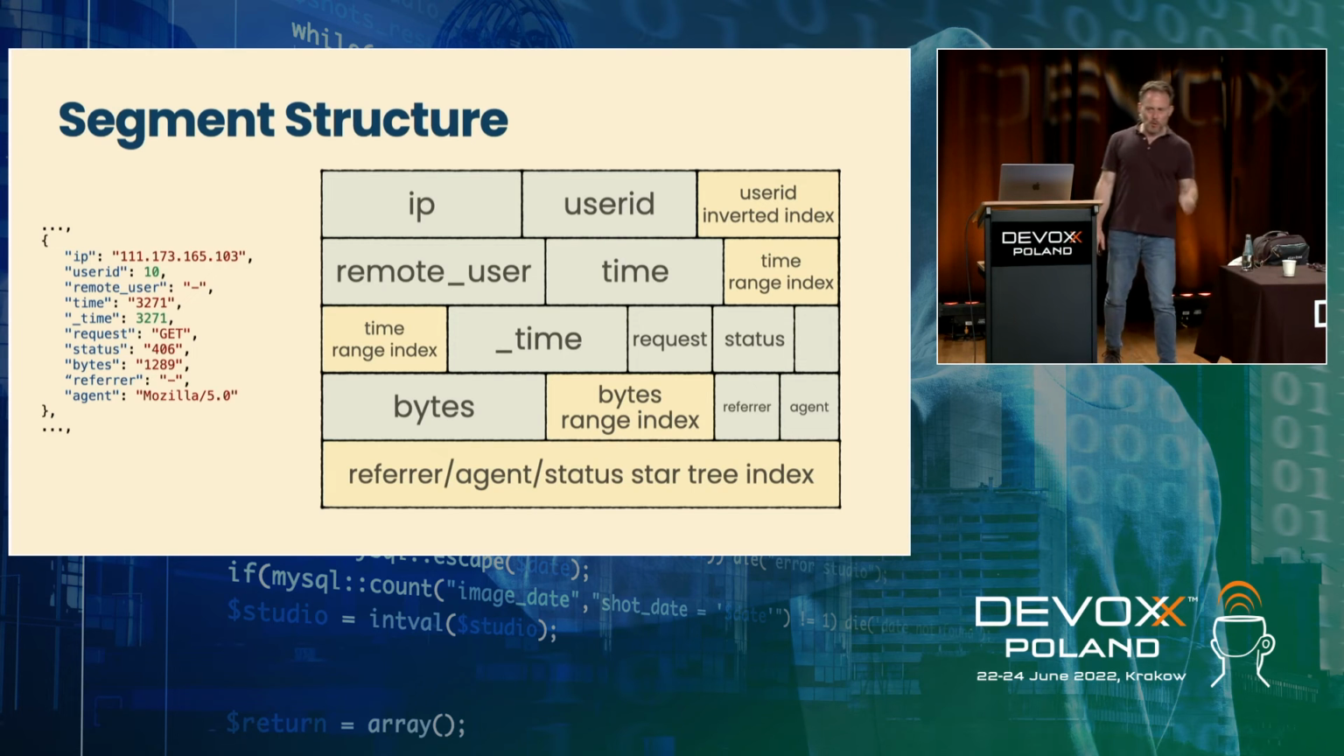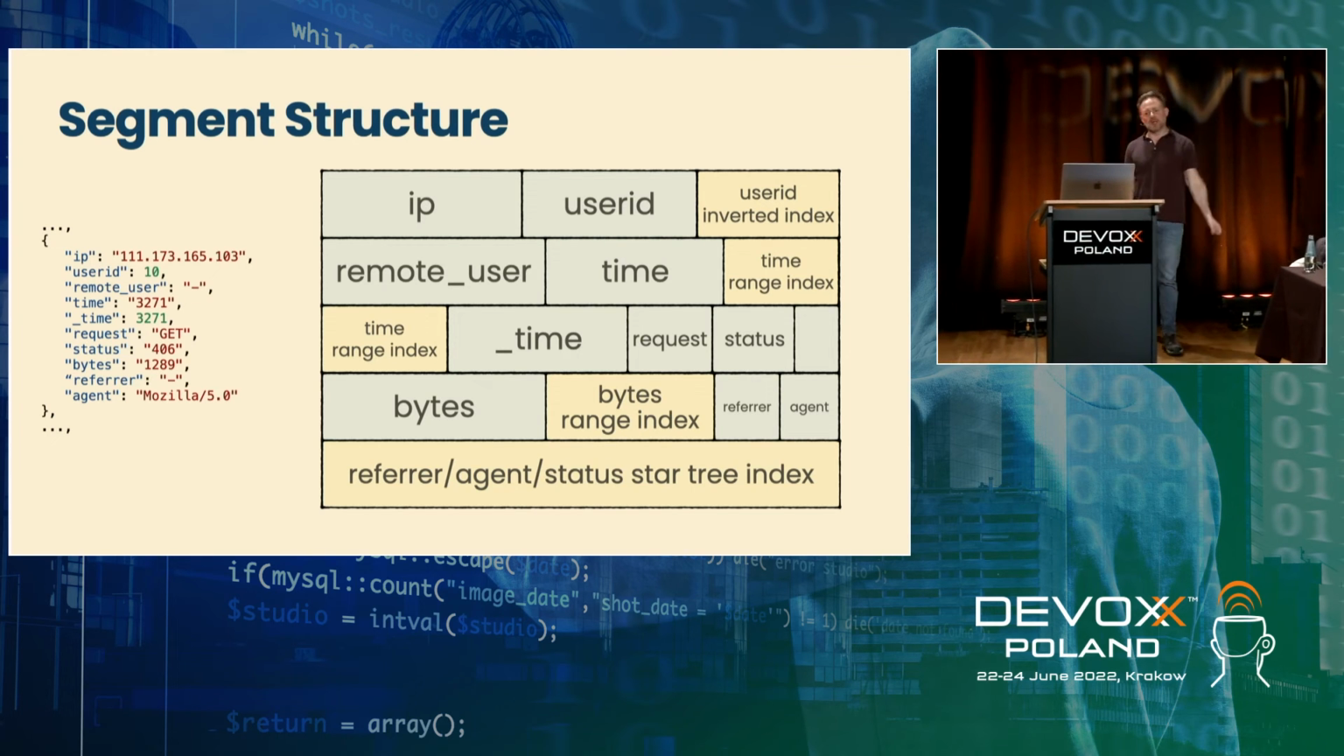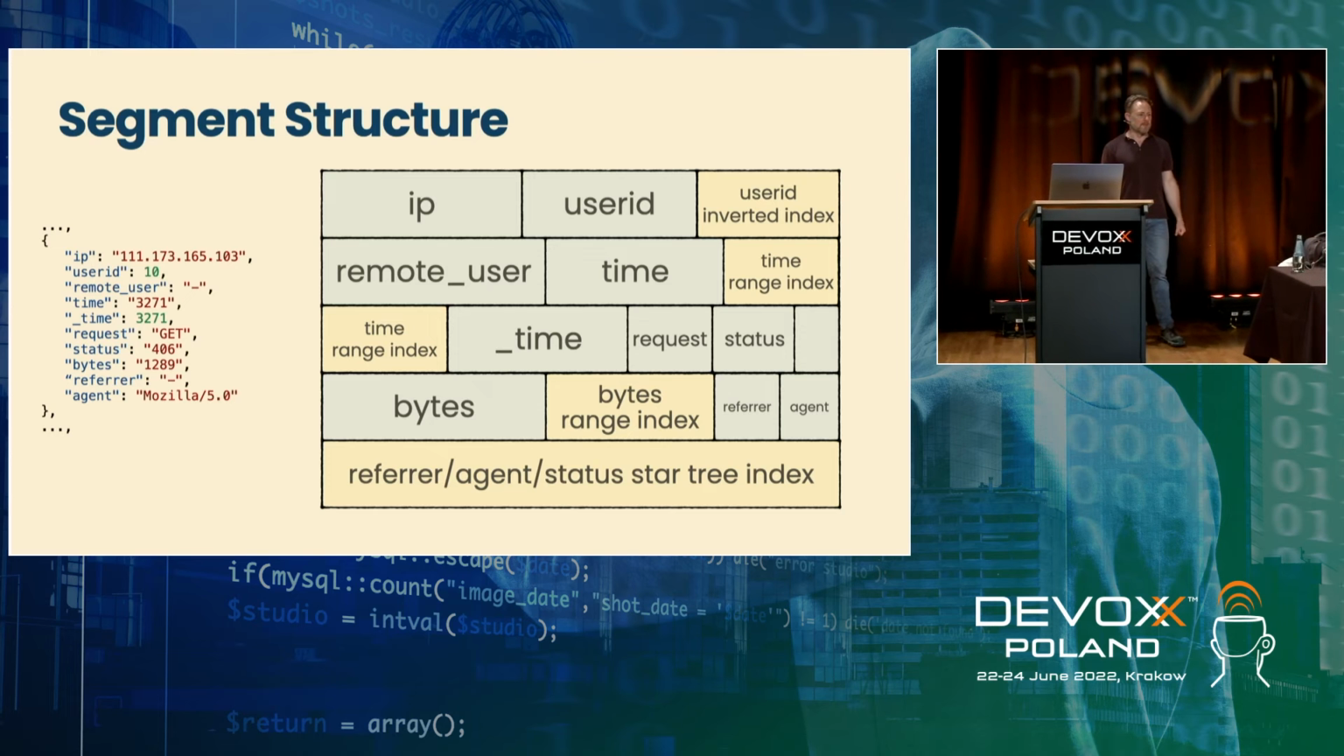And then there's this other cool kind of index called a star tree index, which we'll talk about a little bit more in a minute. That is the most magical index in Pinot that does some cool things.